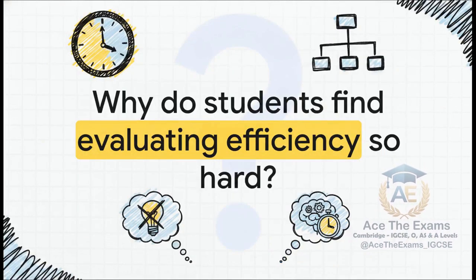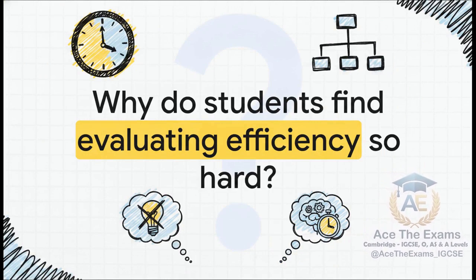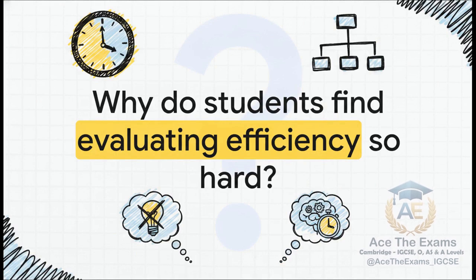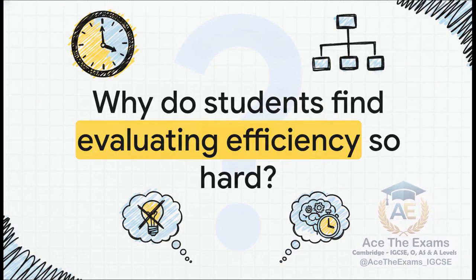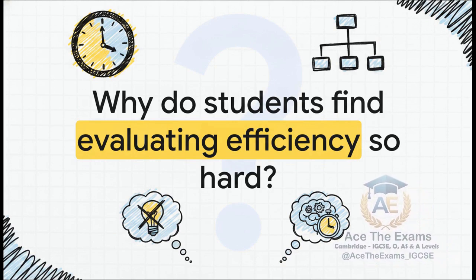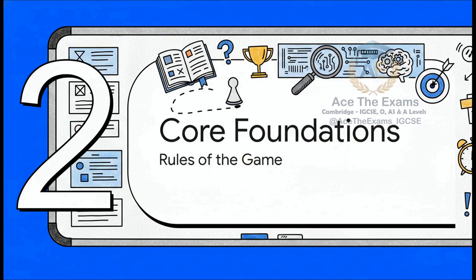But you've got to ask yourself, why does this specific low-level topic trip up so many otherwise brilliant students? I mean, is it just a lack of knowledge about registers and opcodes? Or is it a flaw in how they're actually tracing the code when the clock is ticking down? Let's figure it out. Section 2. Core Theoretical Foundations. Knowing the rules of the game.